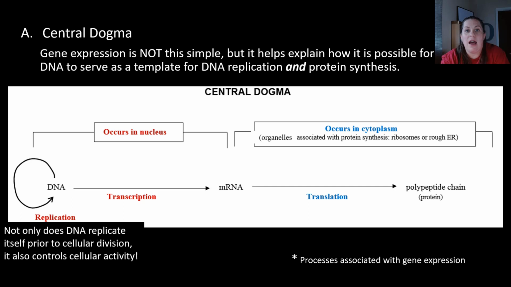Gene expression is not as simple as I'm going to show you, but it helps to explain it in order to see the basic process. So DNA serves as a template, like the guide, the copy of instructions, for DNA replication and protein synthesis. You can see in this picture, we see DNA to DNA. That's replication. But if we go from DNA to RNA, RNA to a protein, that's going to be transcription and translation. Now, not only does DNA replicate itself prior to cell division, it also is going to control all cellular activity.